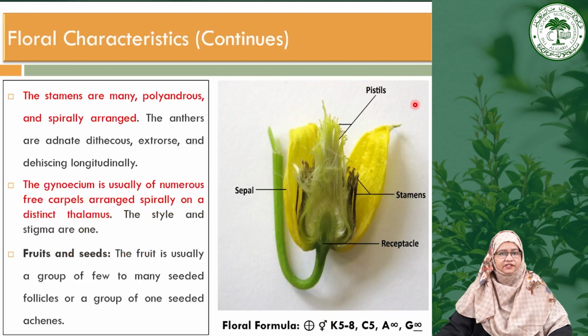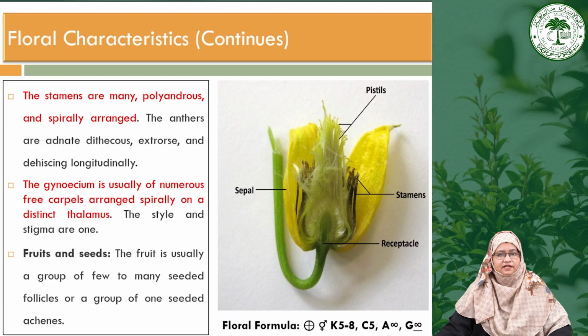Now moving towards the next floral characteristics, that is stamens. Stamens are numerous and polyandrous. The specific arrangement is spiral, the anthers being adnate, dithecous and extrorse. They release pollen by longitudinal dehiscence.